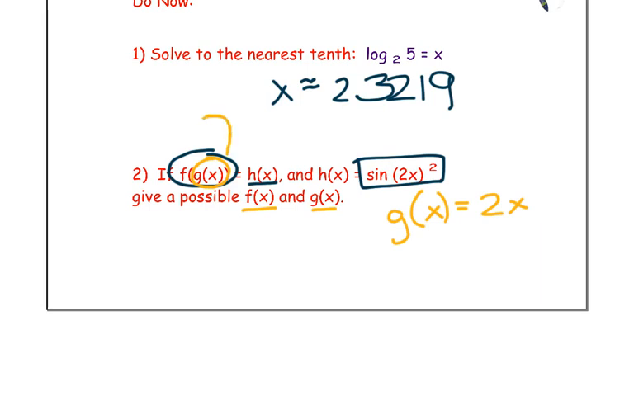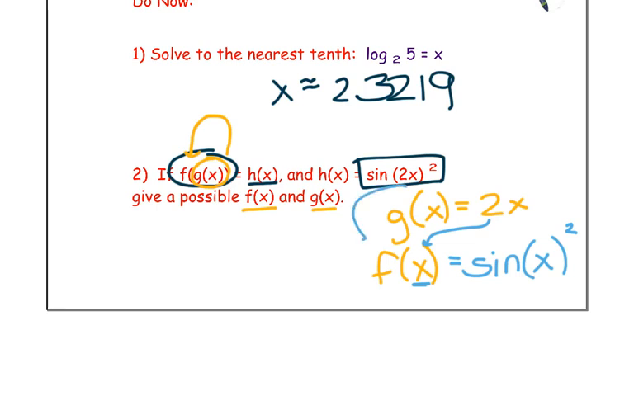Now remember, after you have that g of x, you walk over with that to f of x. And anywhere there is an x, you are going to try to substitute the 2x instead. So we have sine, we have a squared, and wherever we want that 2x to go, we're going to put an x in place. So this is probably the most common answer for this question.